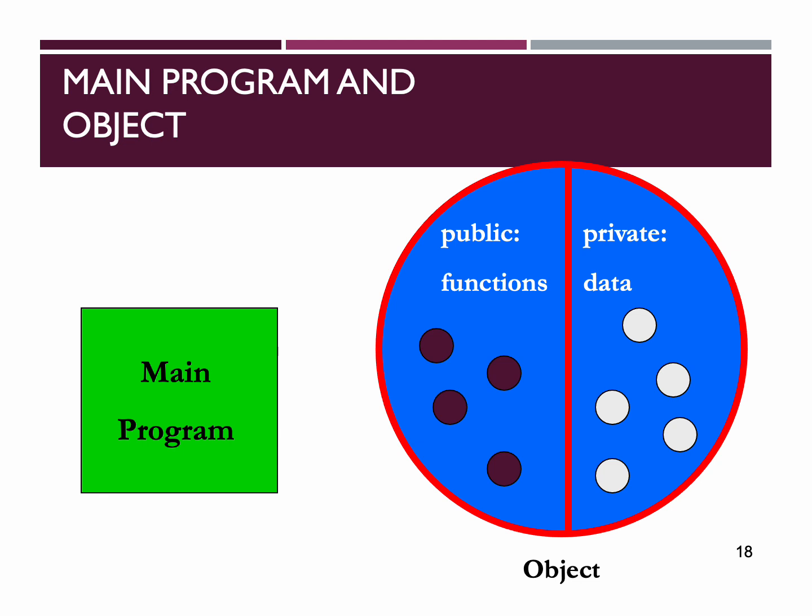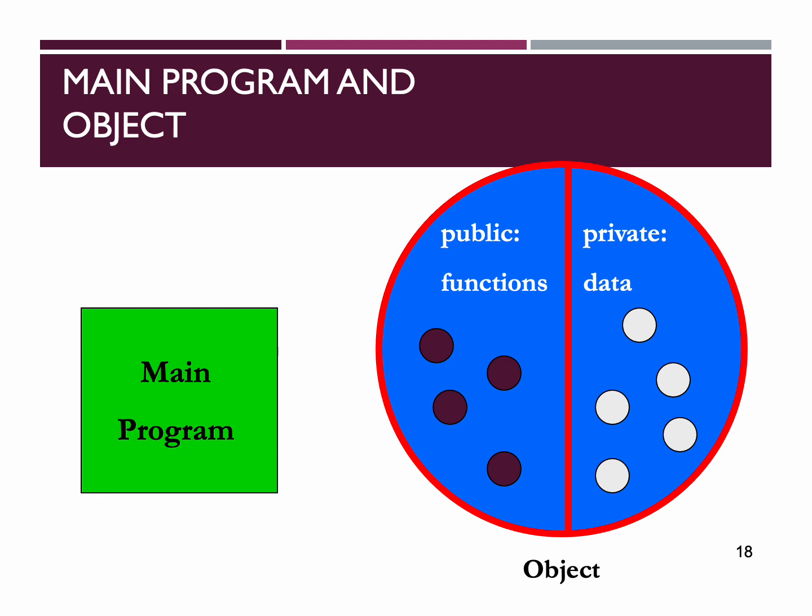So we will now see this using a diagram or picture so that it will be clear for you. So let's say we have a main program and an object. In the object, you'll see we have public functions and private data.